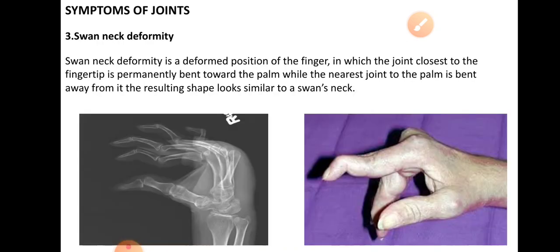Next deformity of the hand is swan neck deformity. Swan neck deformity is a deformed position of the finger in which the joint closest to the fingertip is permanently bent toward the palm, while the nearest joint to the palm is bent away from it. The resulting shape looks like a swan neck. So that is why it is called swan neck deformity. Here I have the picture for the swan neck deformity. The first one is the normal image and the second image is the X-ray image of that.